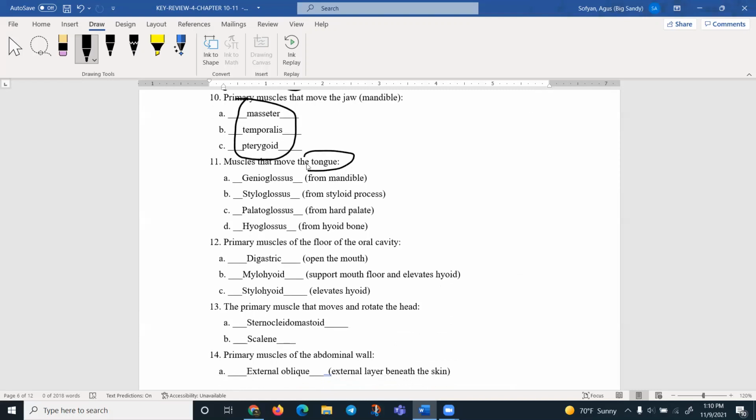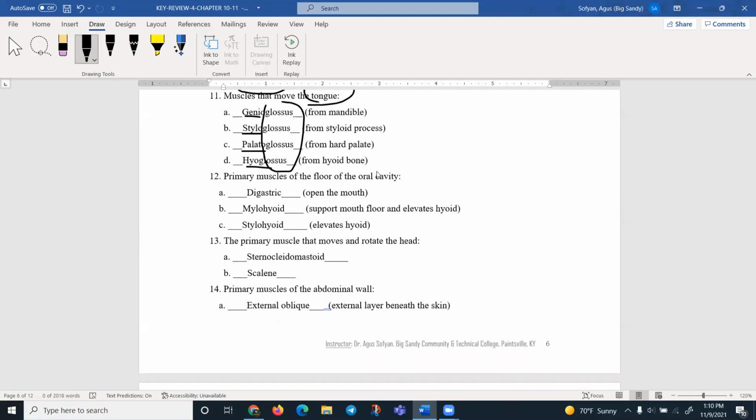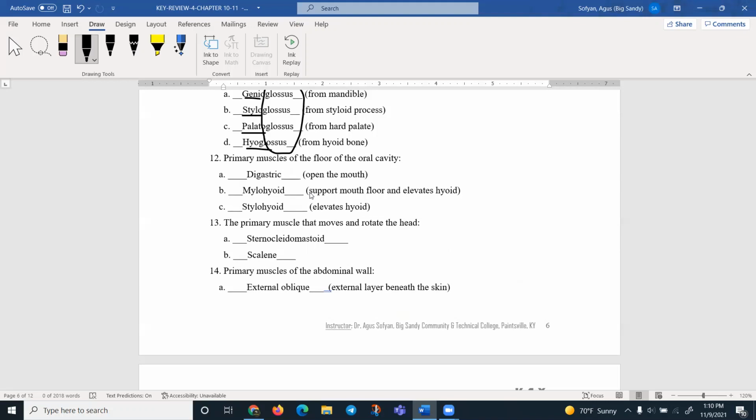Muscles of the tongue, there are going to be 4, ending with glossus. Glossus means tongue. Okay, so genioglossus, styloglossus, palatoglossus, and hyoglossus. 4 muscles that move the tongue. When we talk, when we eat, they're all moving our tongue.